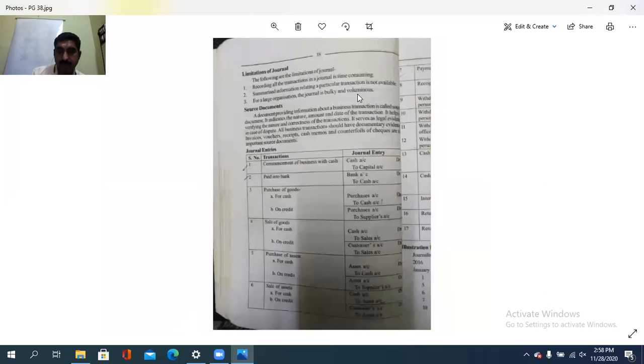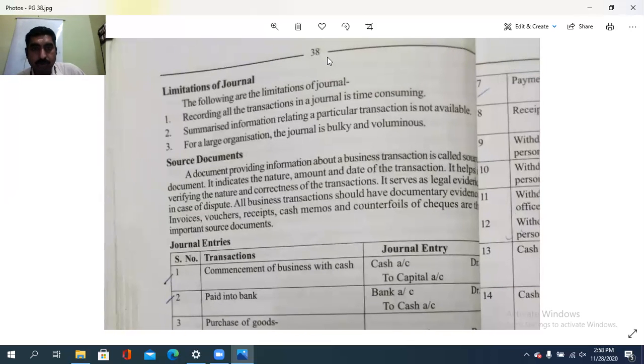So these are the advantages, while there are some disadvantages. That is, recording of all the transactions in a journal is time consuming. Then summarized information relating to a particular transaction is not available because what is written in it? Cash account debit to sales. Where, what, how is not there in it. In the narration, being the cash sales made, there is no detail. So that is, the summarized information relating to a particular transaction is not available.